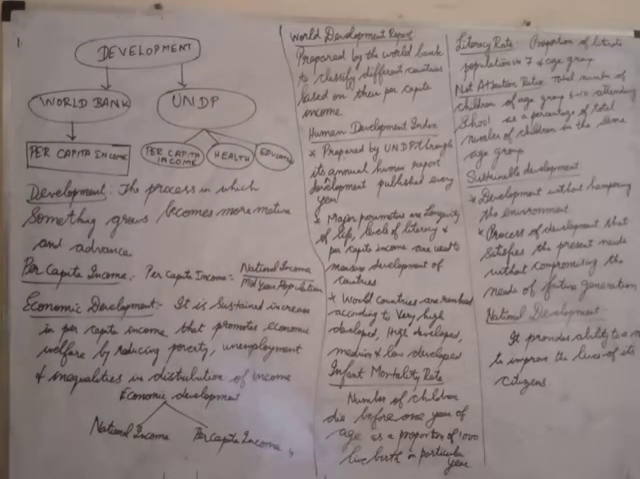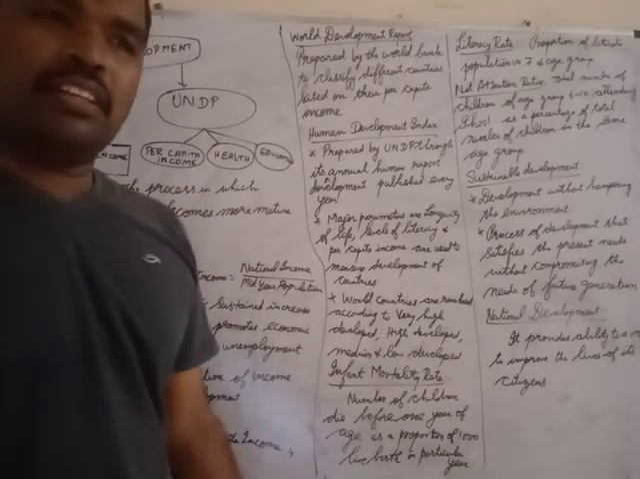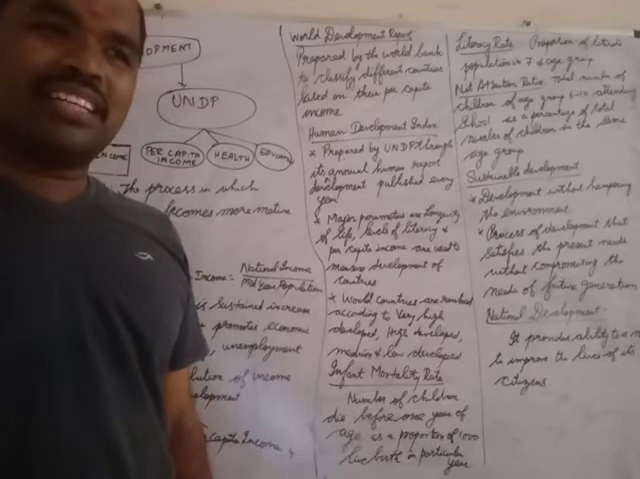The next thing is, the major parameters, longevity of life, levels of literacy, and per capita income, are used to measure development of countries. World countries: how are these world countries ranked? In this world, how many countries are there?